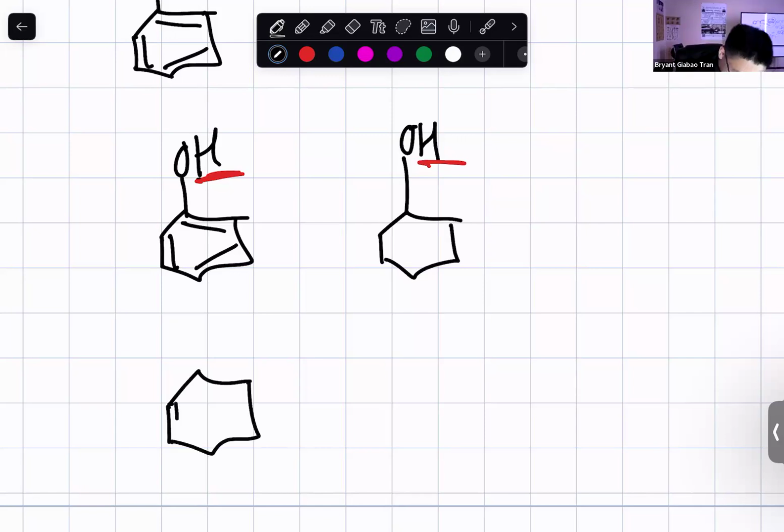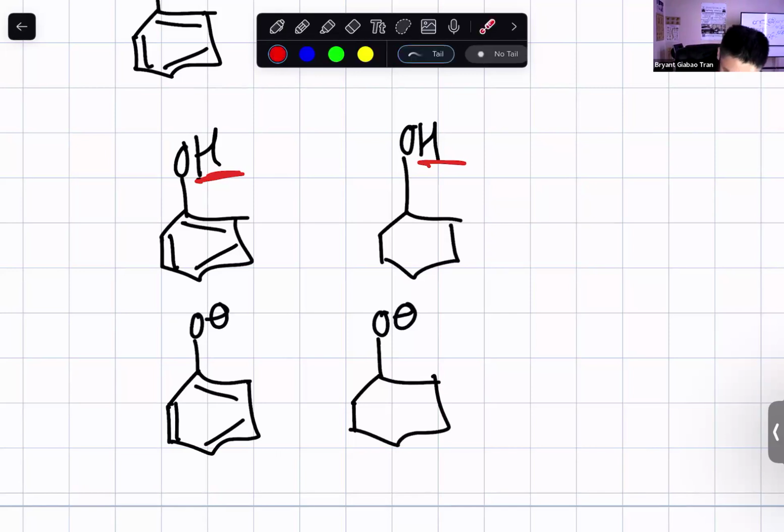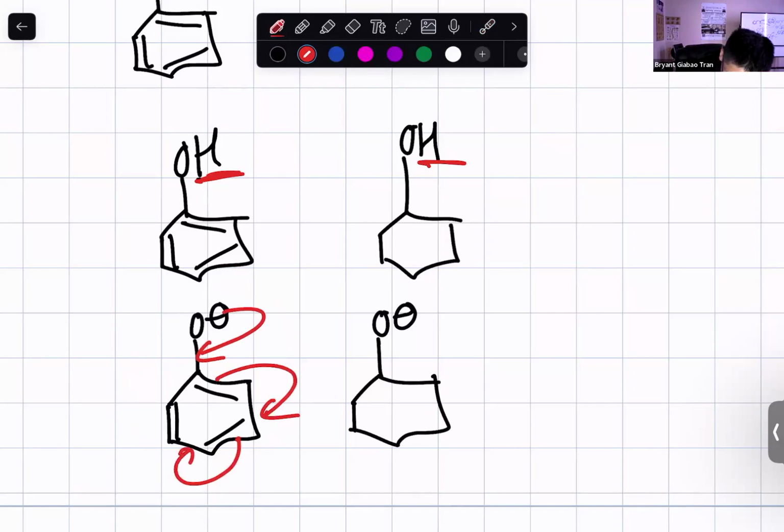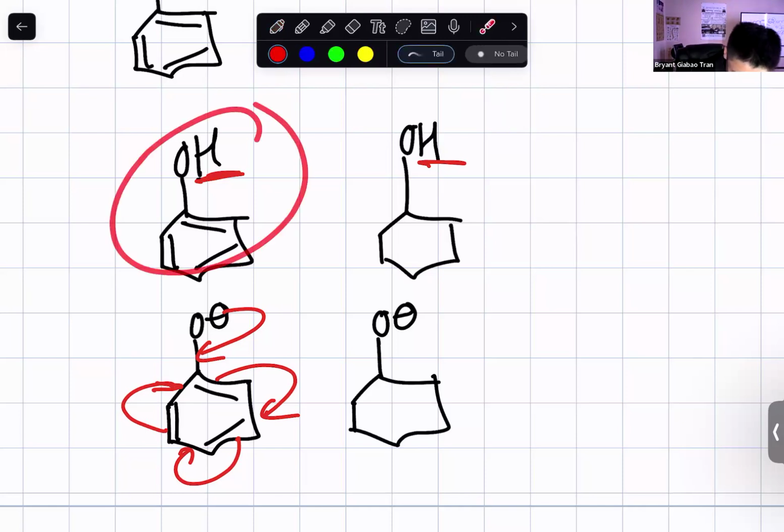So would the phenol be more acidic? Yeah, the phenol would be more acidic because if we were to deprotonate it to get this conjugate base here, versus if we were to deprotonate the cyclohexanol to get that conjugate base, this conjugate base here is more stable because it can do resonance with the benzene ring. So this phenol is more acidic than the cyclohexanol because the conjugate base can do resonance, more stable. Right?